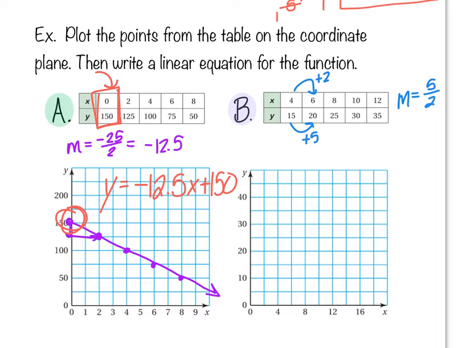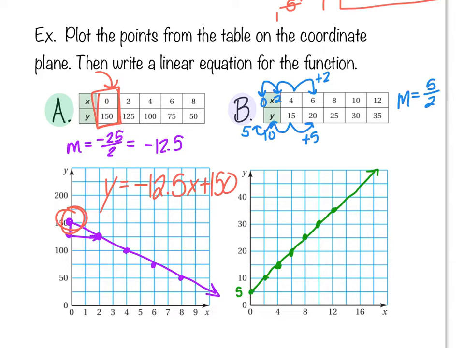And if I backtrack this 2 more, that would be at 2, and that would put me at 10. And if I backtrack it another 2, that'd be 0, and that would put me at 5. So my y-intercept is going to be right here at 5. And just to double check that, let's go ahead and plot the points they gave us: 4, 15; 6, 20; 8, 25; 10, 30; and 12, 35. And you can see if I continue this pattern, yep, we're right there on the y-axis at 5.